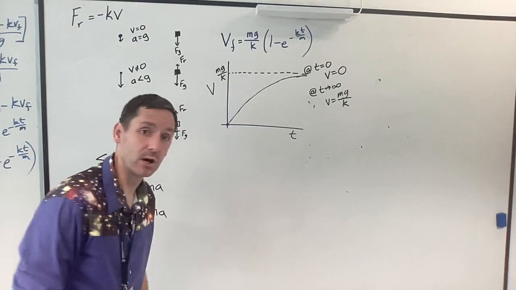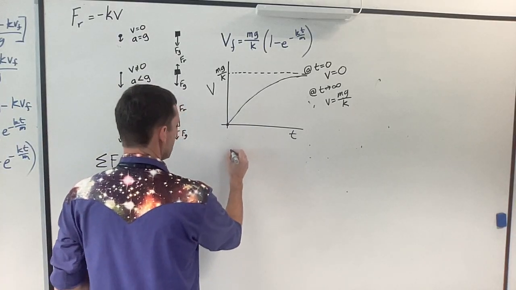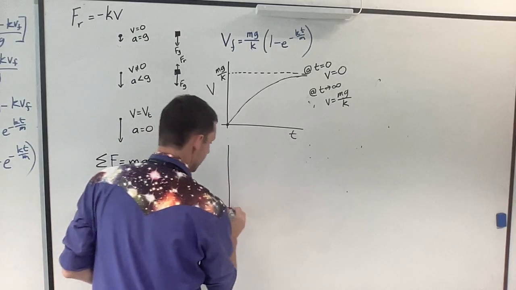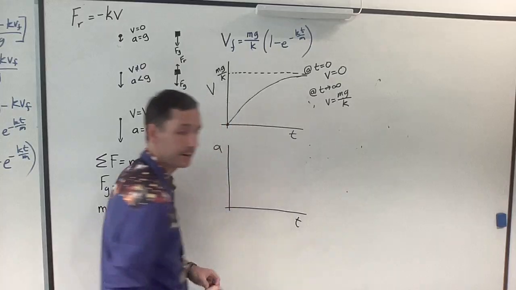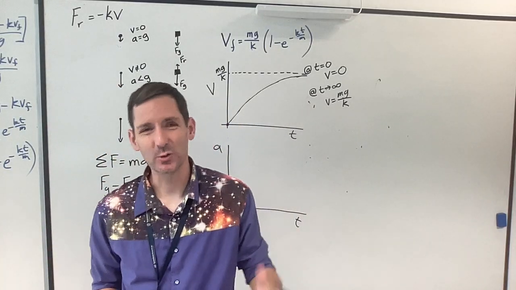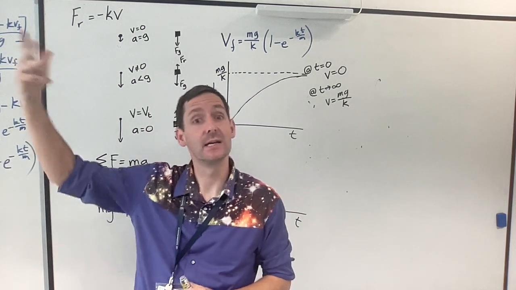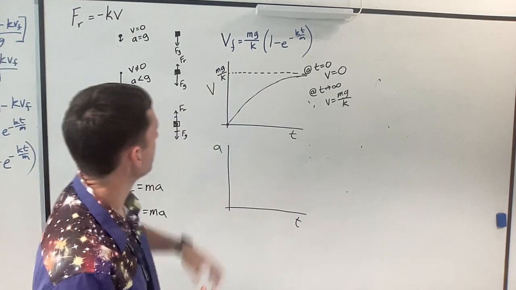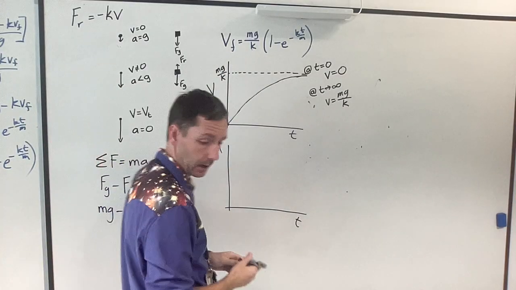Now, the second thing I want you to be able to do is the acceleration. Okay? So we're going to now do an acceleration versus time graph. Now, to do acceleration versus time, you need to take the derivative. Remember, we did talk about the idea that acceleration is dv dt. So I'm going to take this function and I'm going to take the derivative of it. Okay?